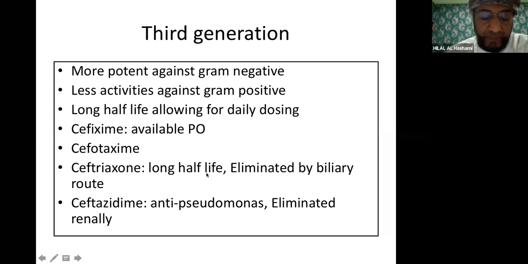Then we have cefotaxime and ceftriaxone, which we use to give as a BID dose, and it's eliminated by the biliary route. It should not be used in babies below 3 months of age because it competes with the bilirubin for protein binding. And we have the anti-Pseudomonas third generation cephalosporin, which is ceftazidime, and it's eliminated renally.